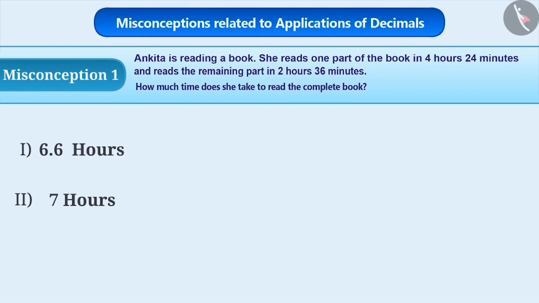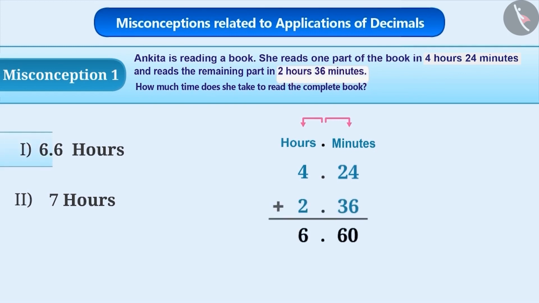Sometimes, while representing the time in decimal numbers, hours are written before the decimal point and minutes are written after the decimal point. So 4 hours and 24 minutes is represented in decimal form as 4.24 hours and 2 hours and 36 minutes is represented as 2.36 hours. Then, by adding these two, 6.60 hours is obtained as the result. But this is a misunderstanding because this is not the correct way to represent time in decimals. Let's learn the correct method.